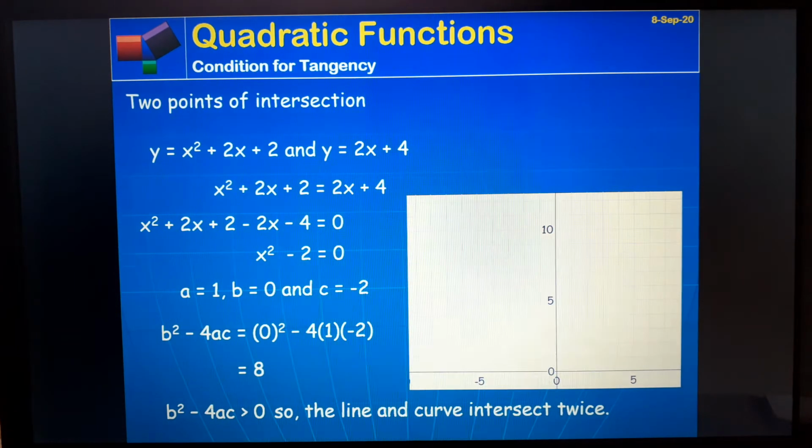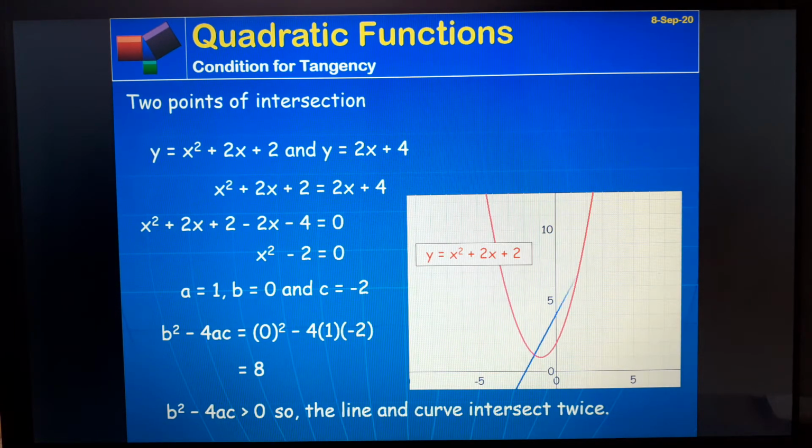And that's what it looks like, just for you to visualise what we're talking about. Here we have the parabola, and here we have the line, and we can see that there are 2 points of intersection, and the fact that the discriminant is greater than 0, it tells us that. It doesn't tell us where the 2 points of intersection are. We can just see that from the graph, but I wouldn't have got that from my working. I'm just showing you that for information.